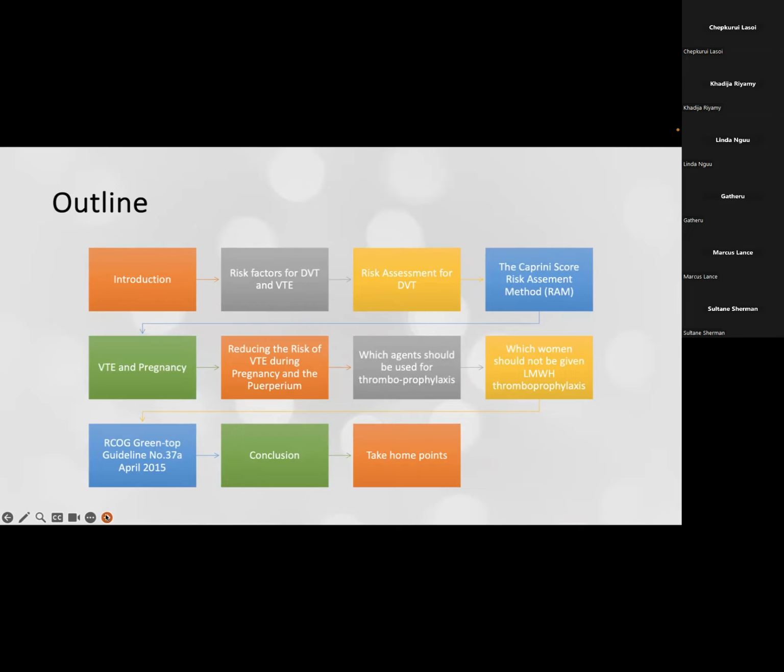Then we are going to talk about the Royal College of Obstetricians and Gynaecologists Green Top Guideline, which was given in April 2015. It has not been reviewed, so we go by what remains there. Then we are going to have our conclusion and take-home messages. And these take-home messages will be preceded by 2 case scenarios that I've experienced and have felt very strongly that maybe we could have done something to prevent them.